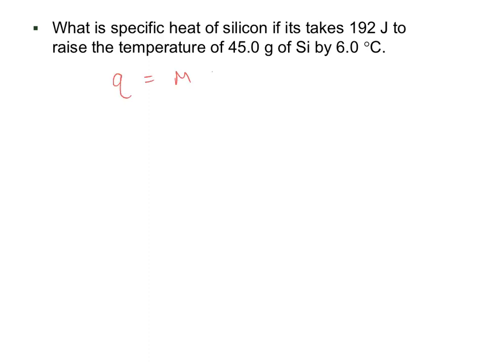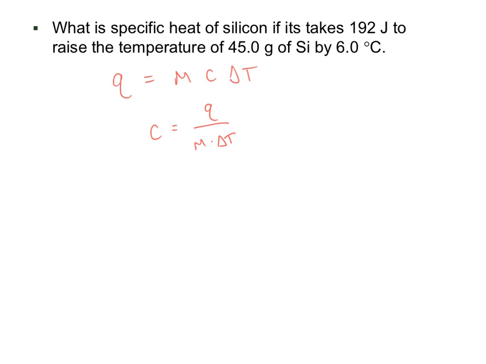So our equation is the same, Q equals mcΔT, but now we want to solve for our specific heat. I always find it easier to rewrite my equations first, so we're going to solve this equation for C. C equals Q divided by our mass times our temperature change.